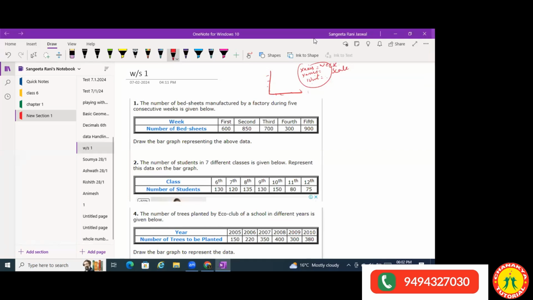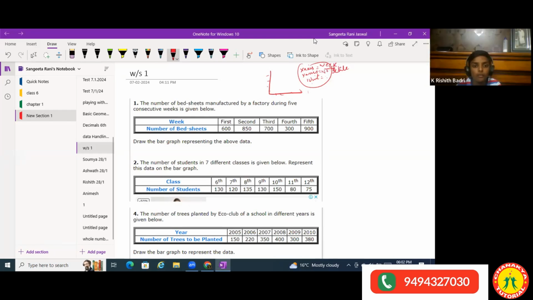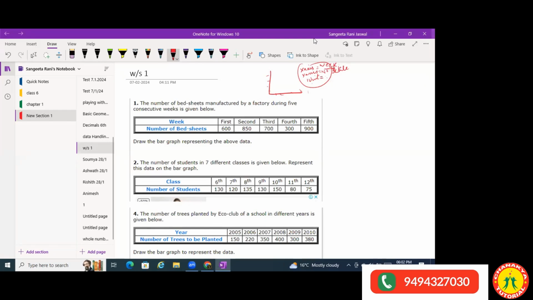Yes, so that's what I'm saying. You please write on one corner of the page. On x-axis you have taken weeks. On your y-axis you have taken number of bed sheets. And 1 unit length is how much you have taken. That is from one point to another point on the y-axis is how much. If you have taken 100 bed sheets, then mention it. 1 unit is equal to 100 bed sheet.